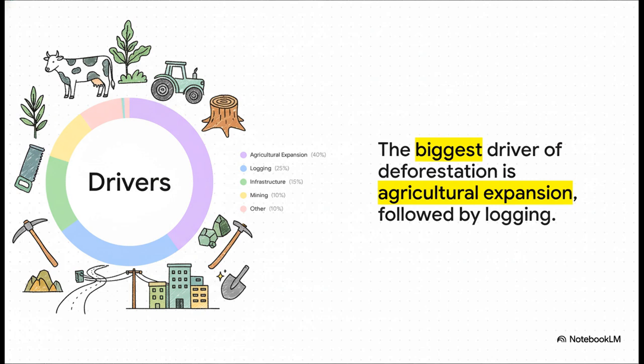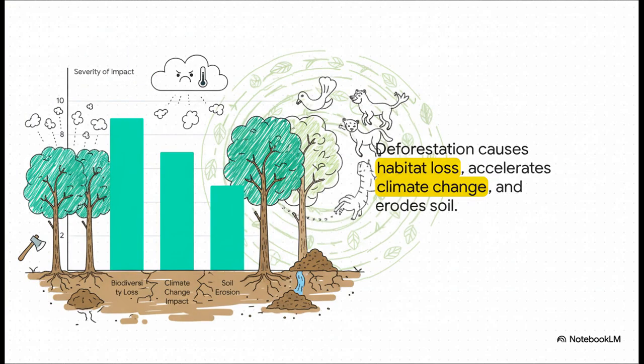The biggest driver, by a long shot, is expanding our farms, clearing land for crops and livestock. But you can also see that logging for wood, building roads and cities, and yes, mining, all play pretty big roles in turning forests into something else. And the consequences of this are massive, creating this whole cascade of new problems.